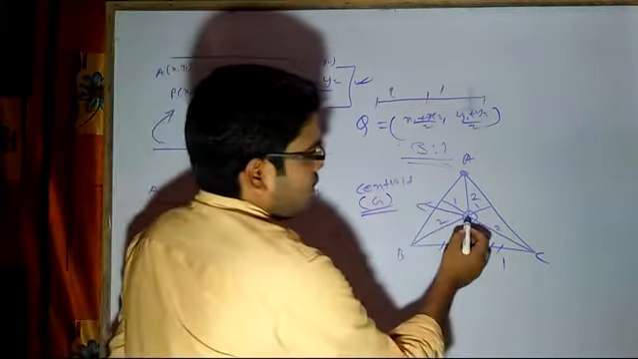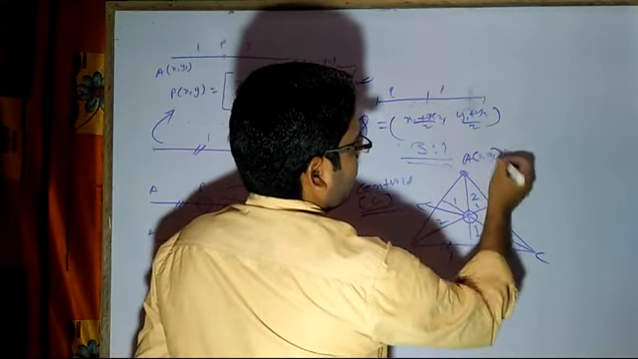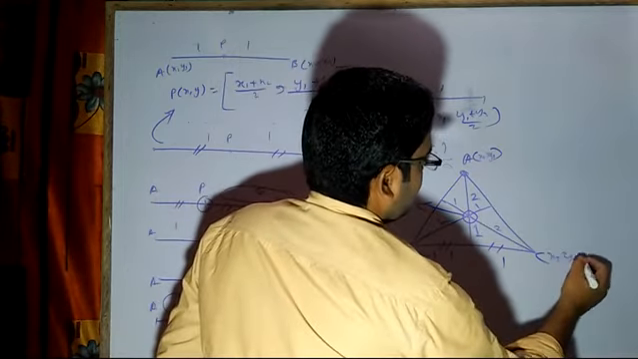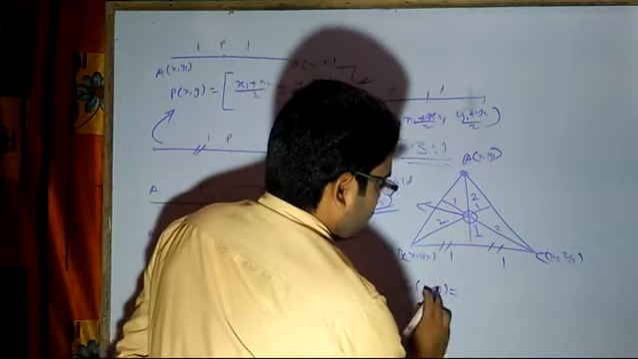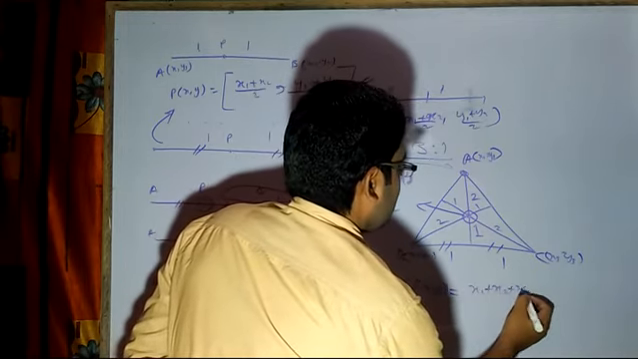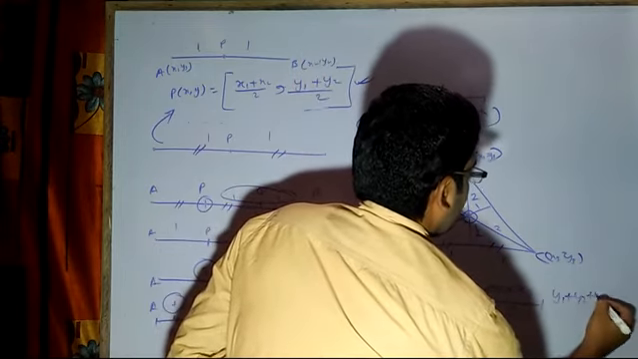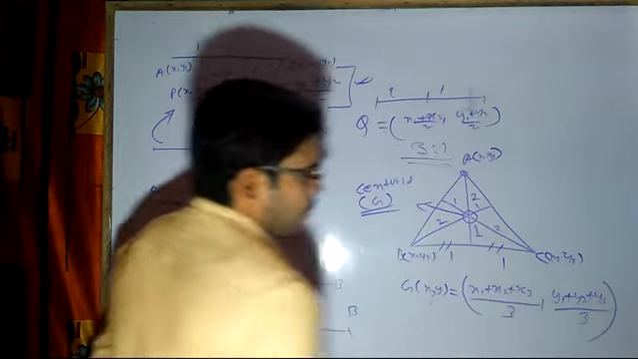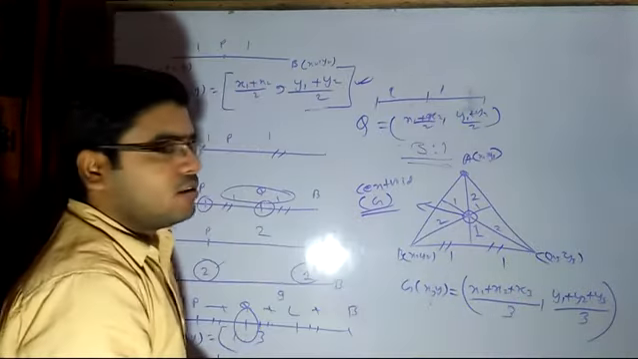Now, if you have all the coordinates, like here you are having x1, y1, here x2, y2, here x3, y3, then G (x, y) will be equal to (x1 plus x2 plus x3) whole divided by 3, comma (y1 plus y2 plus y3) whole divided by 3. So this point G will be calculated with the help of the sum of all the x coordinates divided by 3, and the sum of all the y coordinates divided by 3.